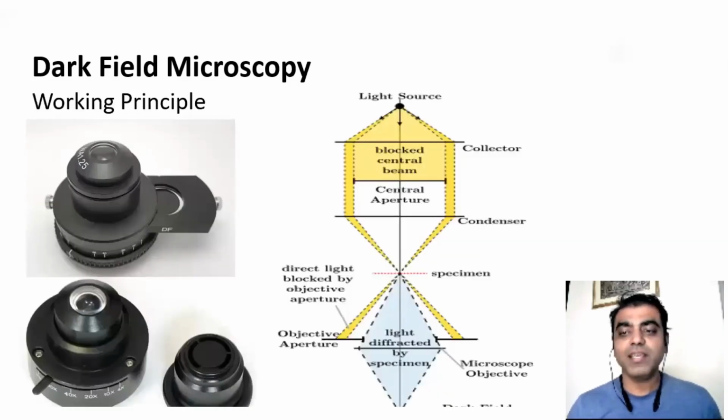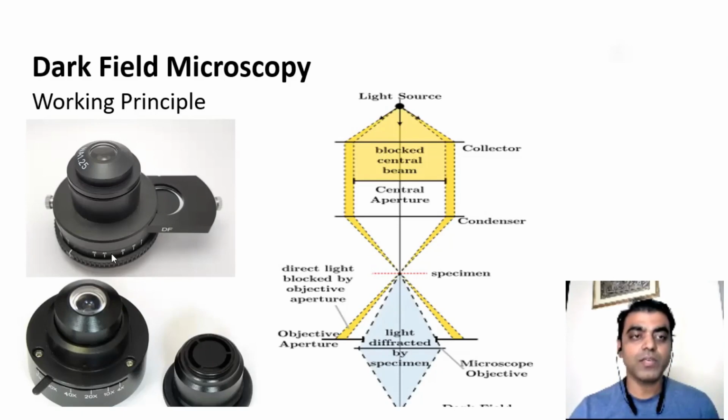Now, let's see on what principle dark field microscopy actually works. If you can see on my screen, these are the condensers. They are specially designed to work with dark field microscopy. But before coming to the condenser and what is special about it, we have to understand how the light path is diverted so that you get a contrast.